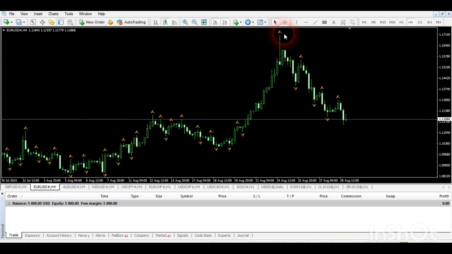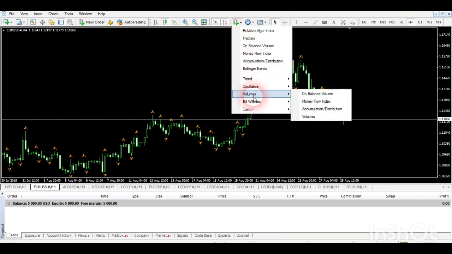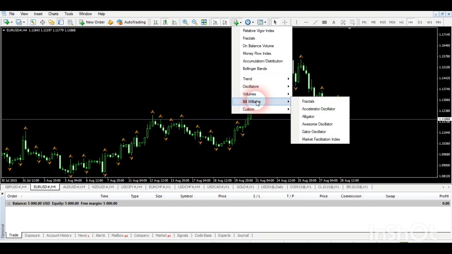Okay, so you understood fractals. Always put these tools on your chart. You see that I always use these in my charts. And then, I'm sorry.